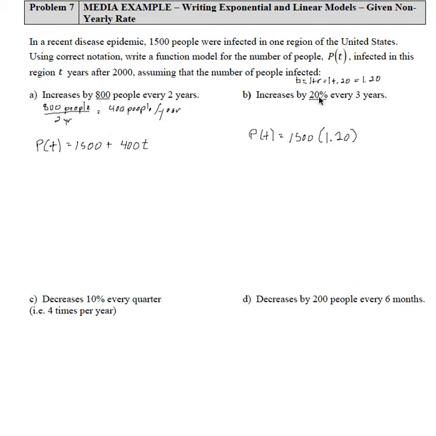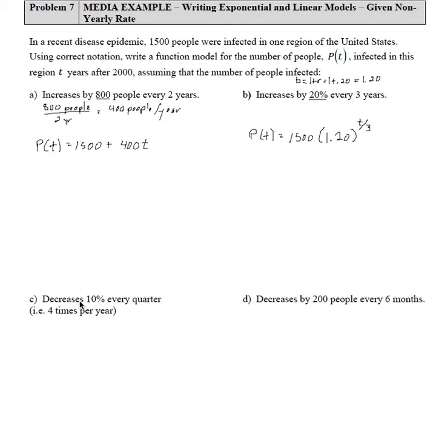Now, this 20% is applied every 3 years. So in 1 year, I would apply t over 3. So I need to change my exponent to a unit that would give me a 1-year increment. So if the increase is applied every 3 years, then my exponent needs to be time over 3 to bring my time value down to 1 year.